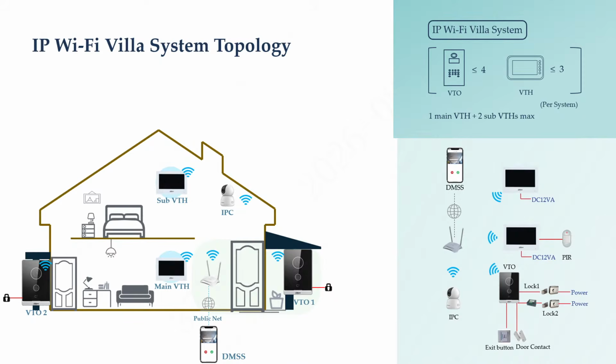Okay, if you're talking about Villa solution, we need to mention Dahua offers you a Wi-Fi based Villa solution. In this solution, you can have maximum 4 VTO and maximum 3 VTH, and the operation is quite the same. The VTO needs to be powered locally at the gate, and the VTH also needs to be powered at your home, but the network connection can be made by Wi-Fi.